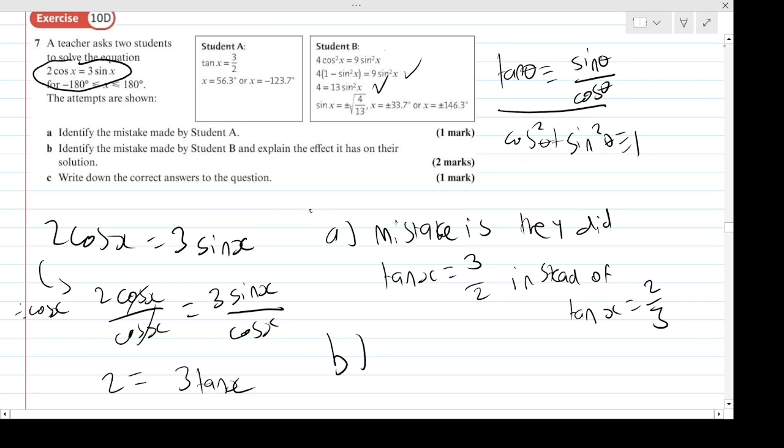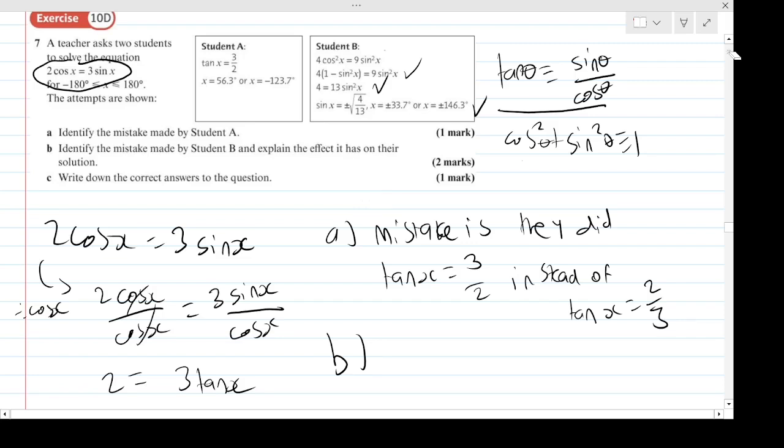And then they said sine x. Well, if we did a bit of work ourselves, if 4 equals 13 sine squared x, then sine squared x is 4 over 13. So if you square root both sides, you get sine x is plus or minus root 4 over 13. So that's correct then. And there we are. So the error then is to do with the squaring bit, right? In general, you should be very careful, again, if you're squaring.